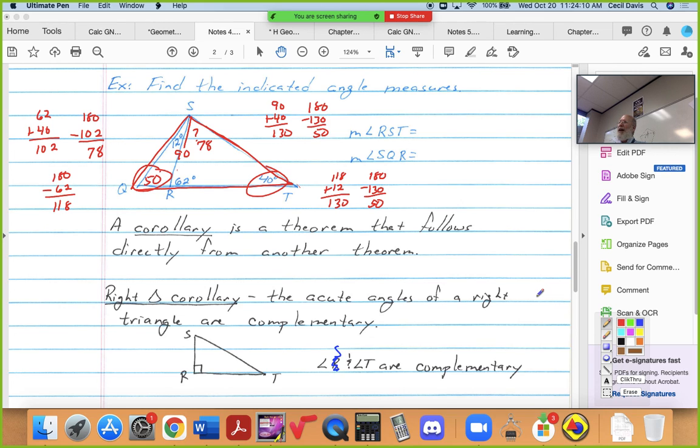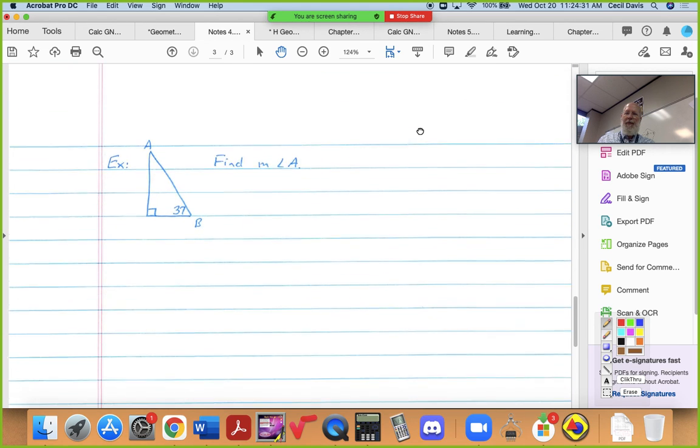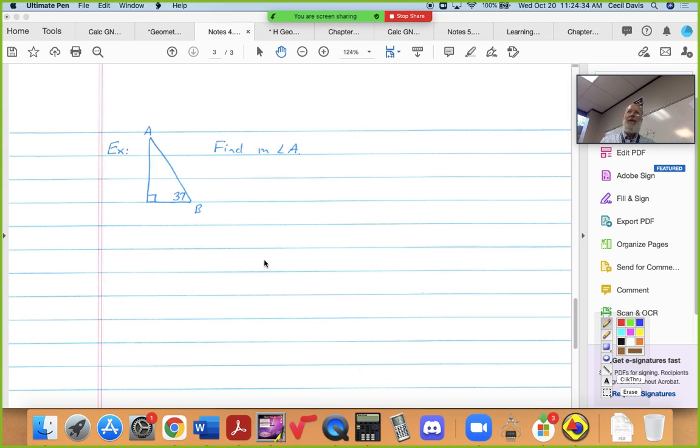I will just tell you right now, students don't use this theorem nearly as much as they ought to. You can do it the long way, but it's always faster if you have a right triangle and one of these two angles to just subtract from 90. Let me show you. Look at page 3. You could use the fact that the angles in this triangle add up to 180 to find angle A. You would have to add the 90 and the 37 and then subtract from 180. So you'd have to do two operations.